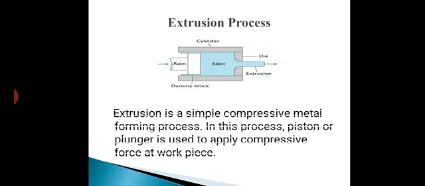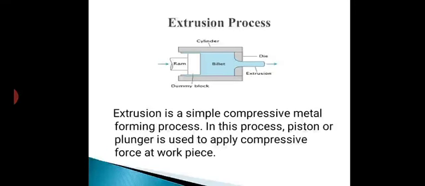Extrusion is a simple compressive metal forming process. In this process, a piston or plunger is used to apply compressive force on the workpiece. Through the compressive force, the billet is passed through the die and the extruded material comes out with the help of the die.